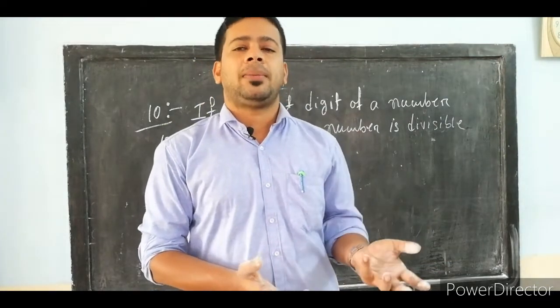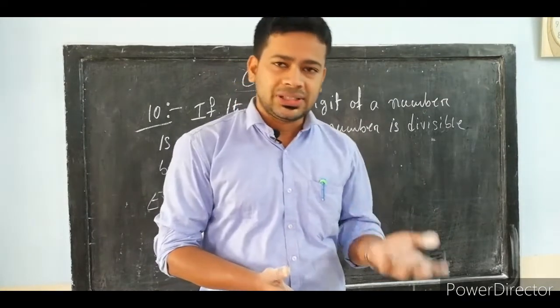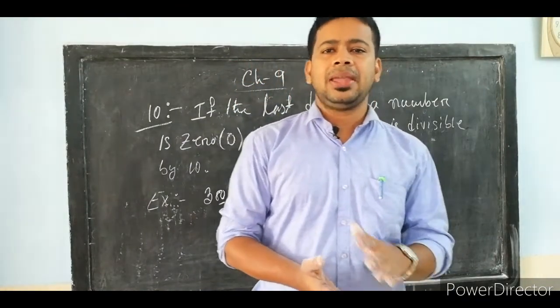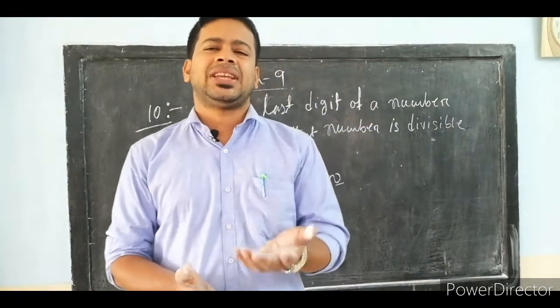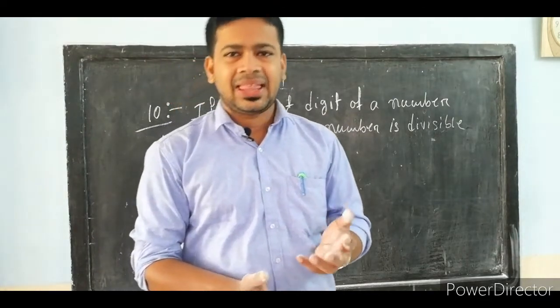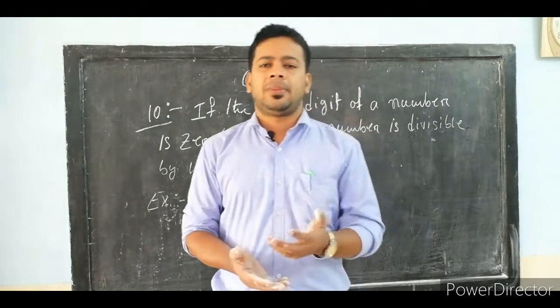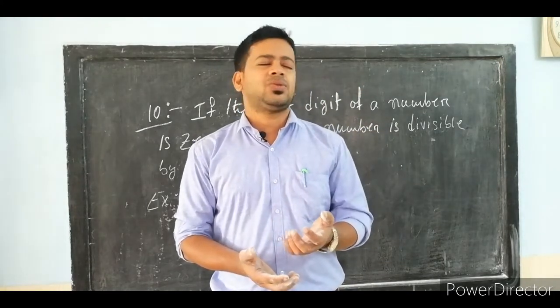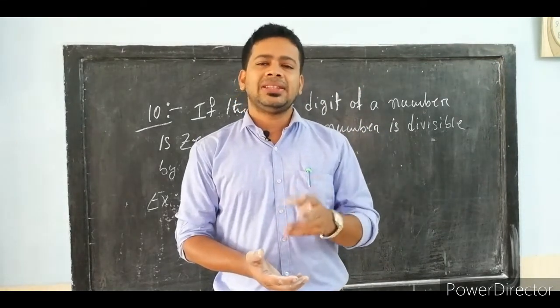If the last digit of a number is either 5 or 0, then that number is divisible by 5. Now for 6, if a number is divisible by 2 as well as 3, then that number is said to be divisible by 6. After 6 we have learned 9. The 9 is same as 3.